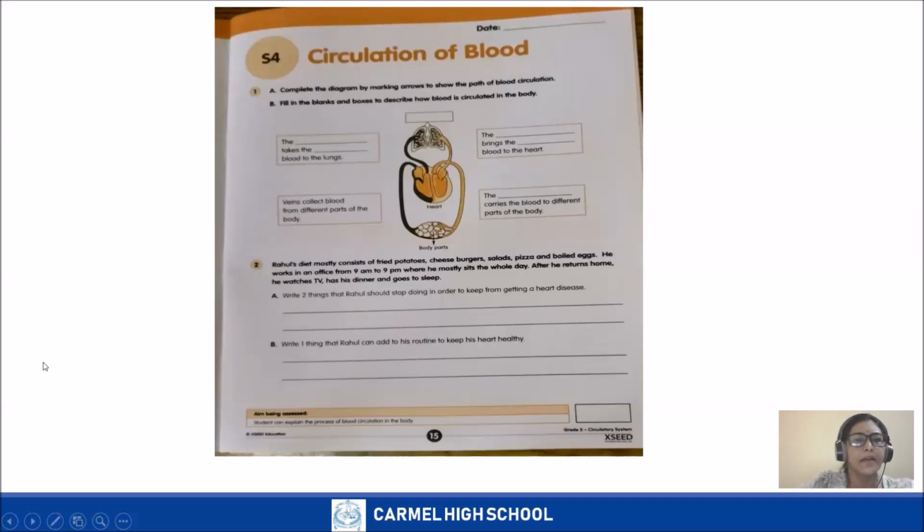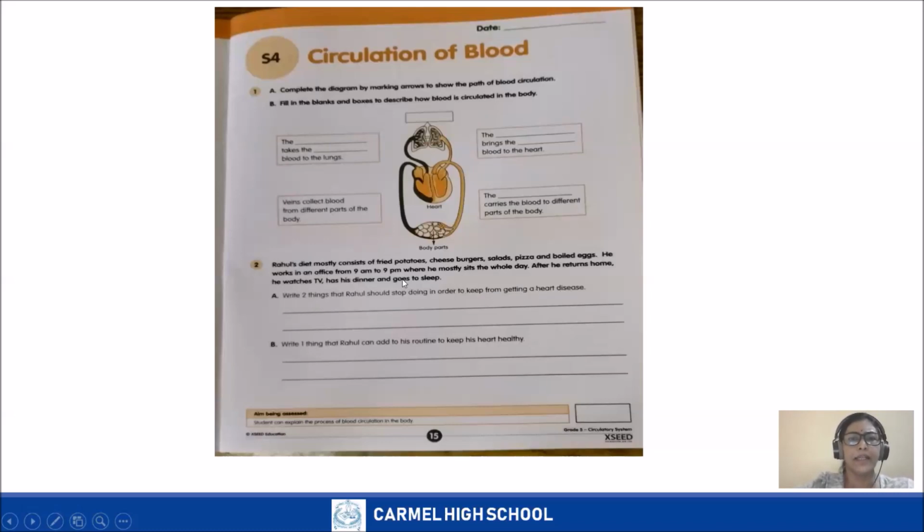So the arteries. Now Rahul's diet mostly consists of fried potatoes, cheese, burger, salads, pizza and boiled egg. He works in an office from 9 a.m. to 9 p.m. where he mostly sits the whole day. After he returns home, he watches TV and has his dinner and immediately goes to sleep. So this is the lifestyle briefly told about Rahul. Now based on his lifestyle, they have asked two questions, question A and B. Write two things that Rahul should stop doing in order to keep from getting a heart disease.